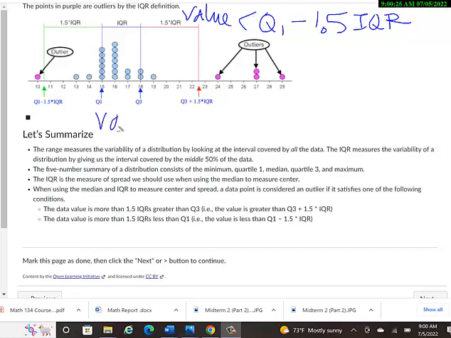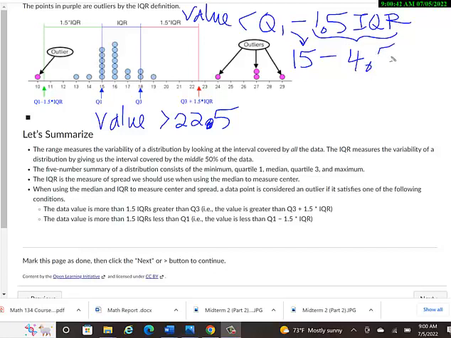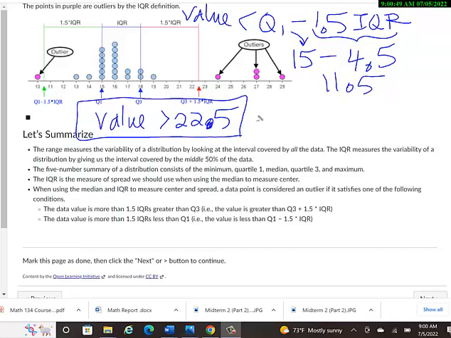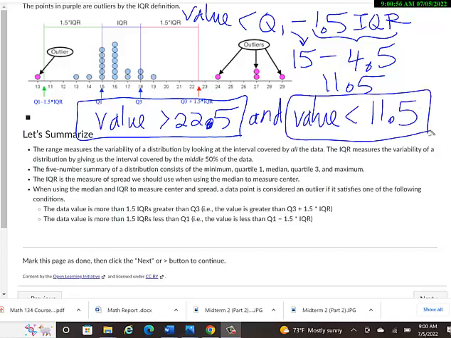So I think above we said the value greater than 22.5 would be an outlier. Now we're going to see outliers that are low. So what does a low outlier look like? Q1 was 15, we saw that earlier, minus, and this we already calculated, 1.5 times 3 is 4.5. 15 minus 4.5 is 10.5. So we said any values that are greater than 22.5 and any value less than 10.5, those are outliers. So now we finally have a technical definition of outliers.